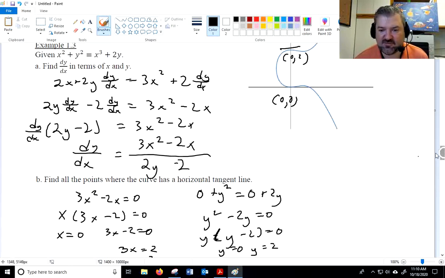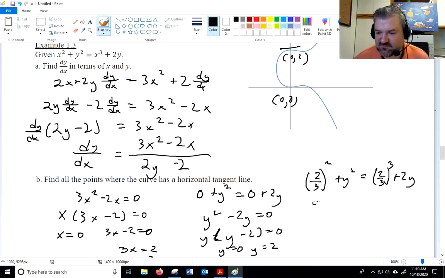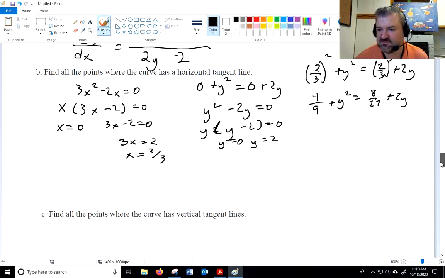All right, now we got to handle the 2/3. So I've got 2/3 squared plus y squared is equal to 2/3 cubed plus 2y. So this becomes 4/9 plus y squared equals 8/27 plus 2y. And this one's not going to be as fun to solve. I'm going to multiply both sides by 27. So 27, like so.